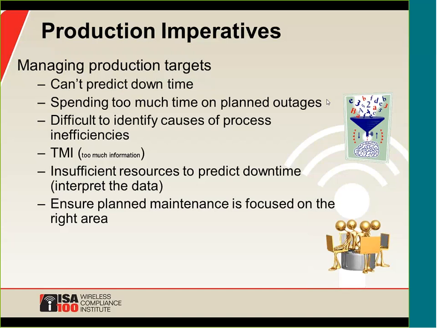So one example of that is production targets. And what are some of the challenges to meeting production targets? The inability to predict downtime, spending too much time on planned outages, trying to identify causes of process inefficiencies. In one vernacular, that's known as debottlenecking, getting more stuff through. Too much information, just rounding in everything that's out there available today. Not enough resources to actually predict downtime. We don't have too many Ouija boards within these facilities, unfortunately. And, of course, interpreting the data and ensuring that planned maintenance that is in place is focused on fixing the right problem.